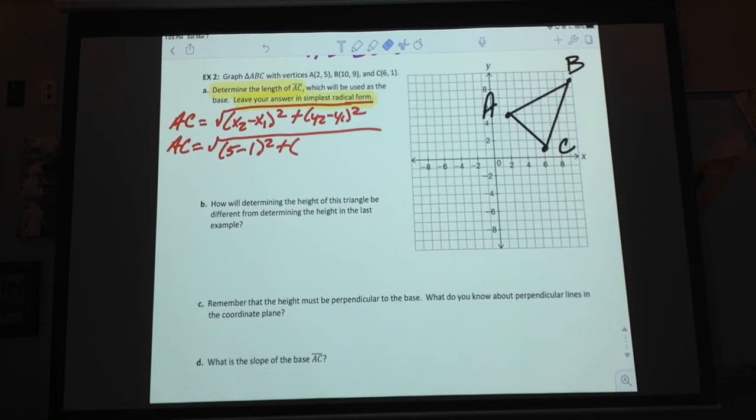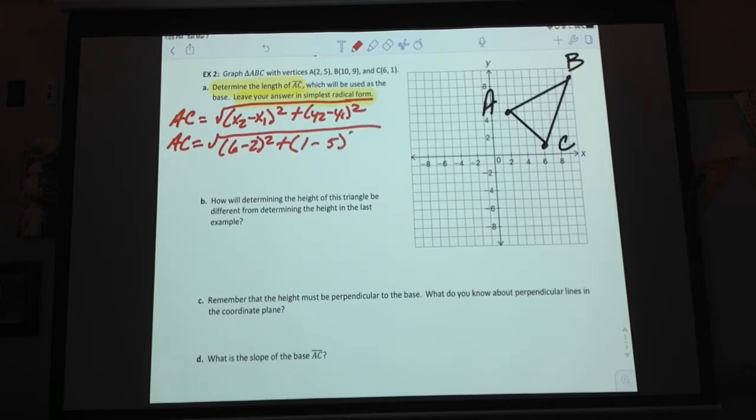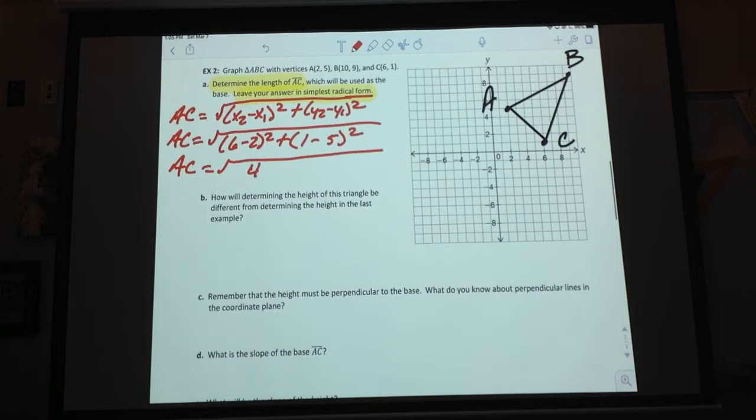hang on here, let me get the right points here, let me look at this. A is at 2, 5, C is at 6, 1, so I'm going to go 6 minus 2. Sorry about that, I was looking at the wrong point. And when I started at C at 6, I'm going to go 1 minus the 5. All right. AC equals then 6 minus 2 is 4. So that's 4 squared. And 1 minus 5 is a negative 4 squared. So AC equals the square root of 16 plus 16, or the square root of 32.